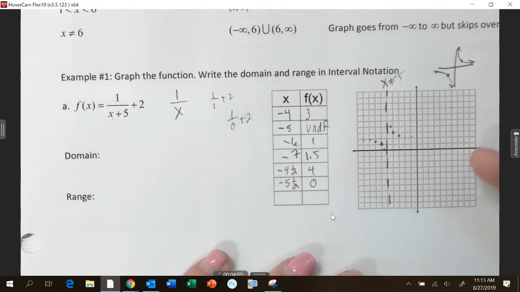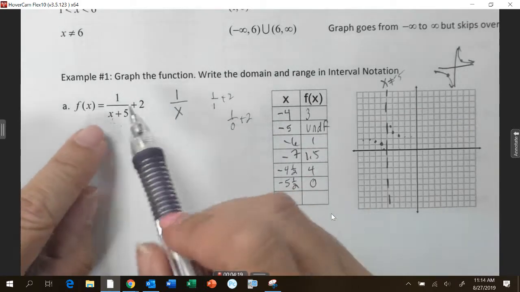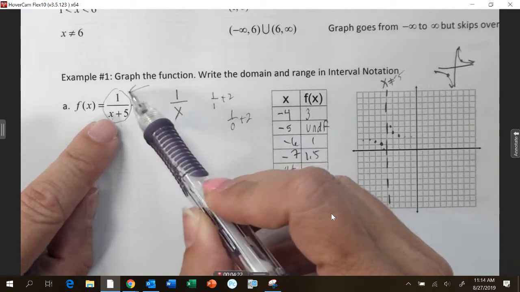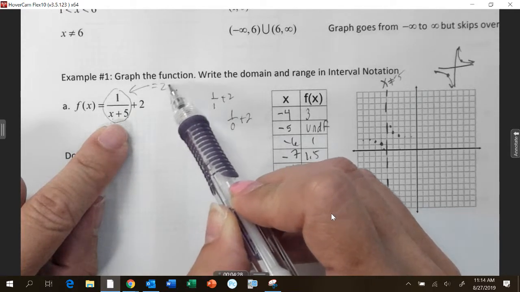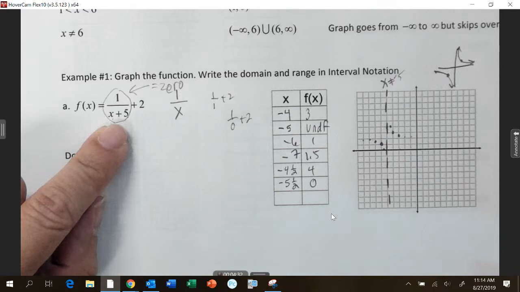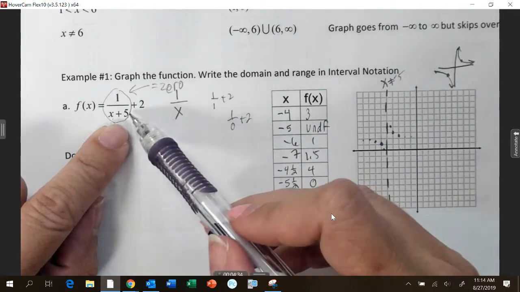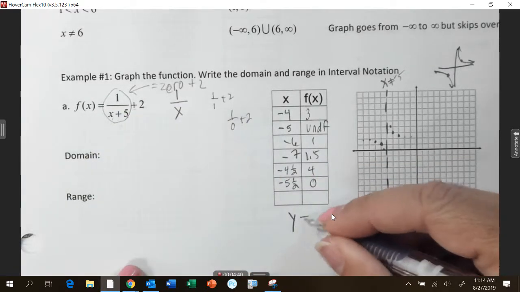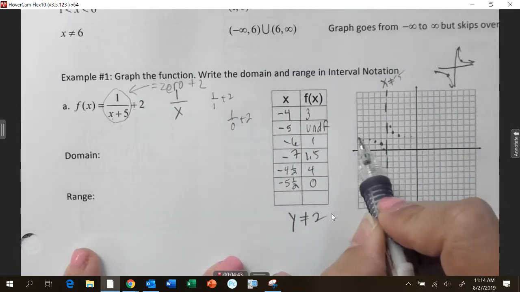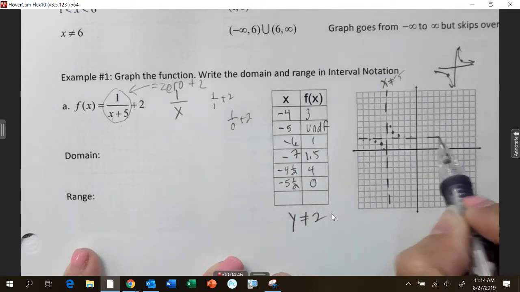There's one thing from my graph I'm missing to make a really accurate graph. Some of you had it. What am I missing from my graph before I connect these dots? I'm missing another asymptote. There is no possible way that I can plug a number in 1 over x plus 5 and have it equal 0. There's no number that would make that equal to 0. Because there's no number that would make it equal to 0, if I add 2 to that, there's no number that makes y 2. There's absolutely no way that I can make y 2. That's why we have an asymptote here at 2.